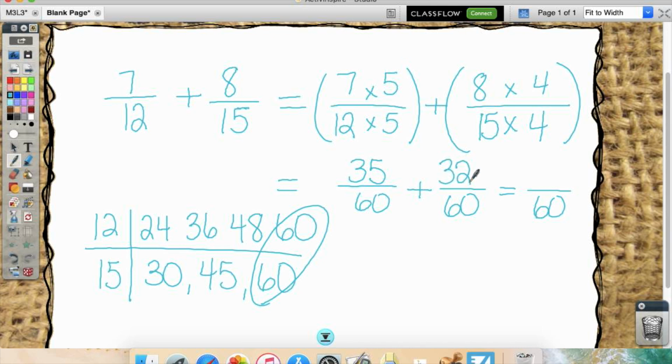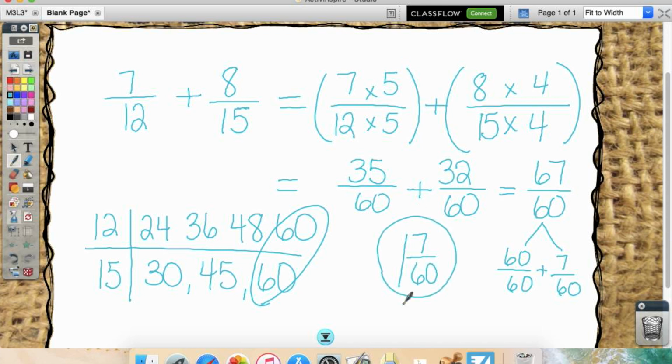oh my, it's a mixed number. So 35 plus 32 is 67. Okay, now remember the other day when I had you decompose? So take out one whole, that's 60 60ths. Okay, and how many are left over? 7 60ths. So my answer is 1 and 7 60ths.